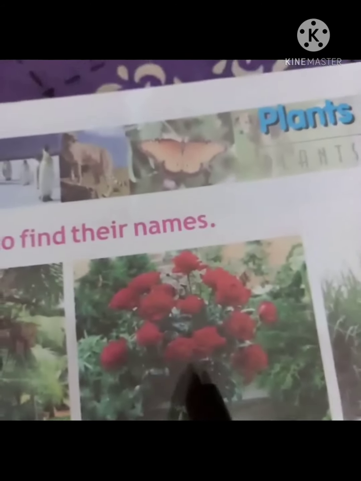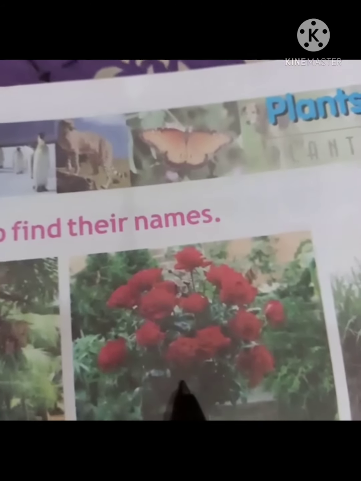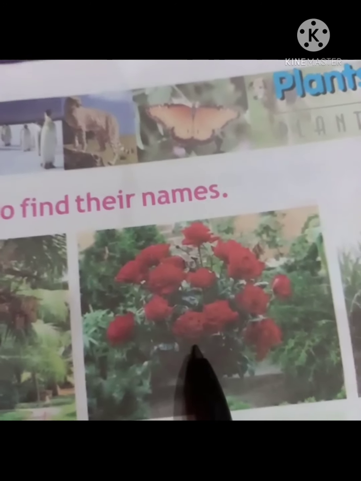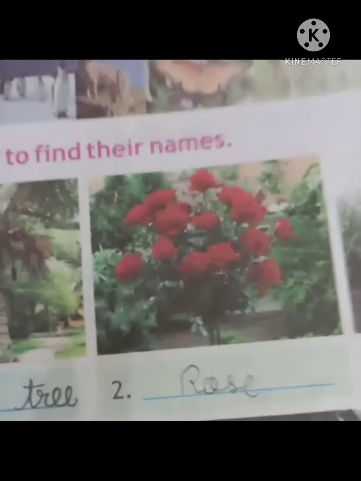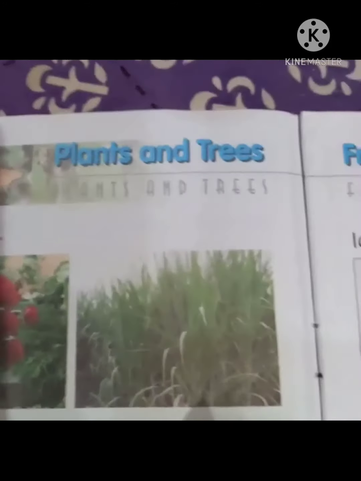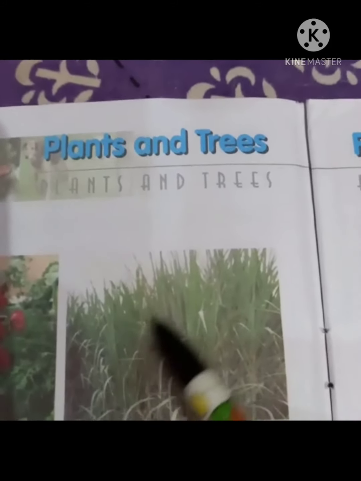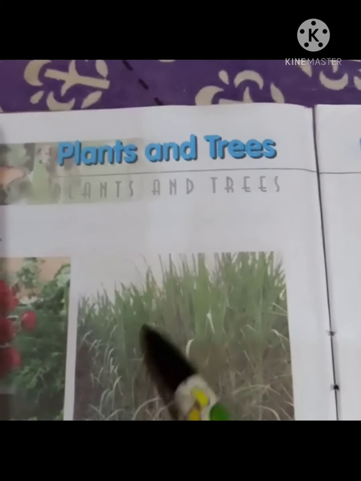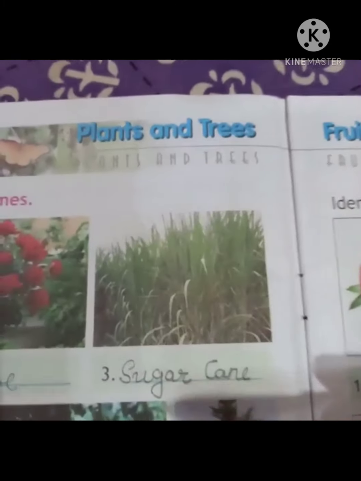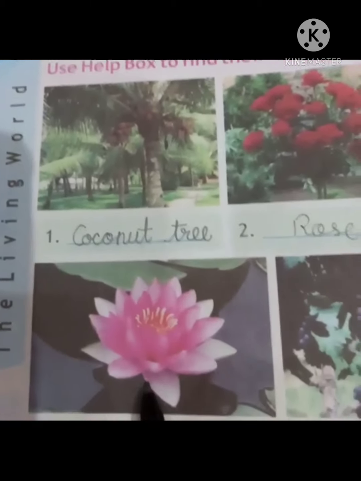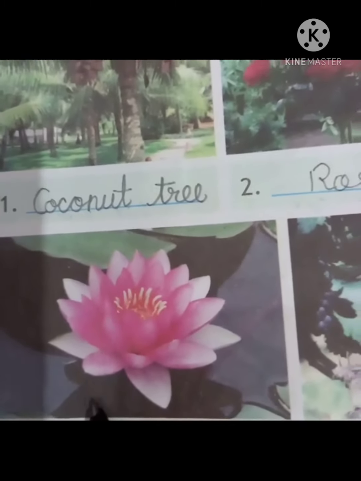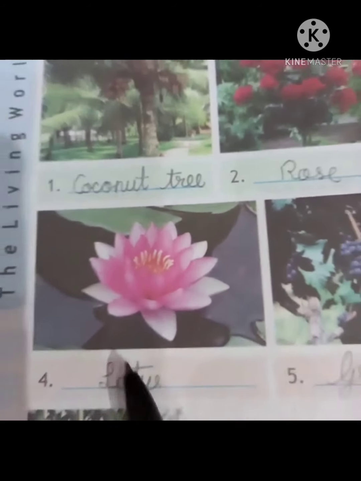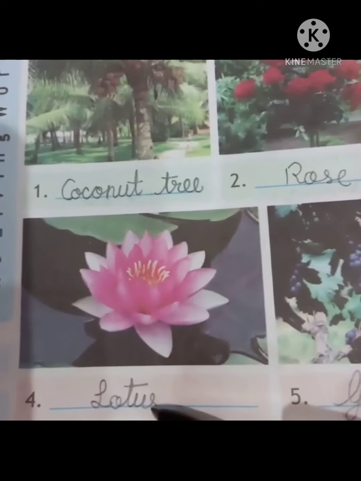Now my dear students, see this picture. These are beautiful rose. So we will write here rose. Now what you see here my dear students? Yes, these are sugar canes. So we will write here sugar cane. Now see what is it? It is a beautiful picture of lotus. So we will write here lotus.